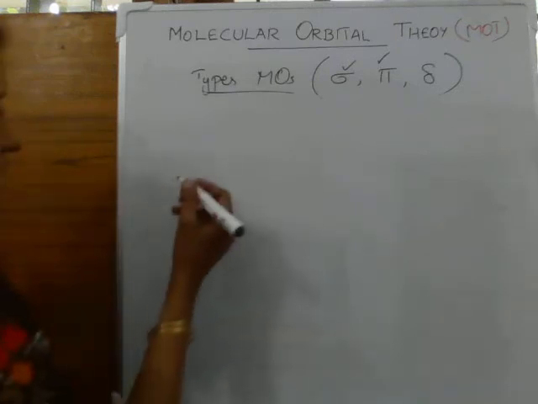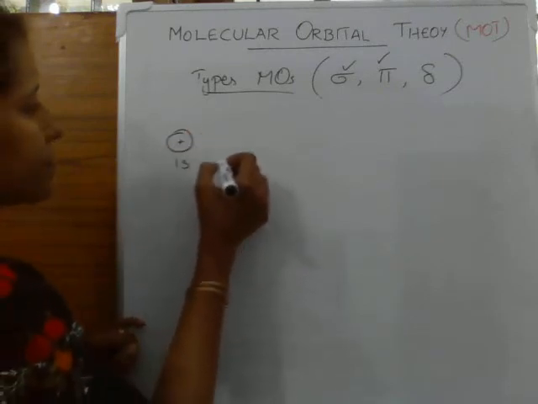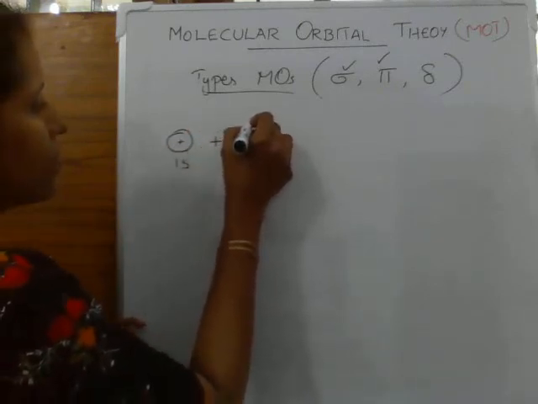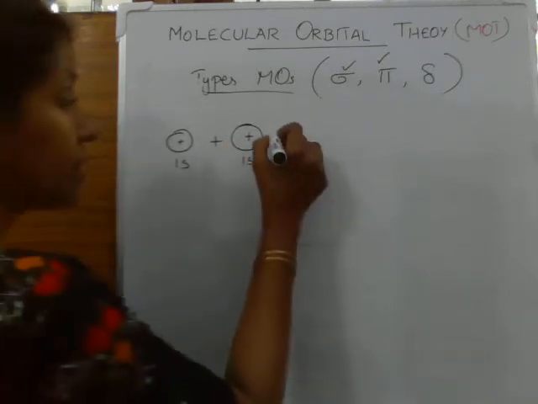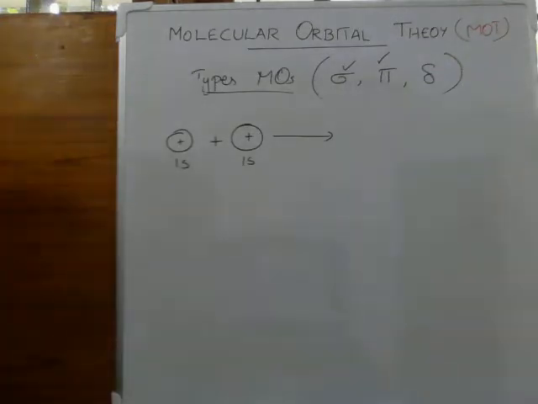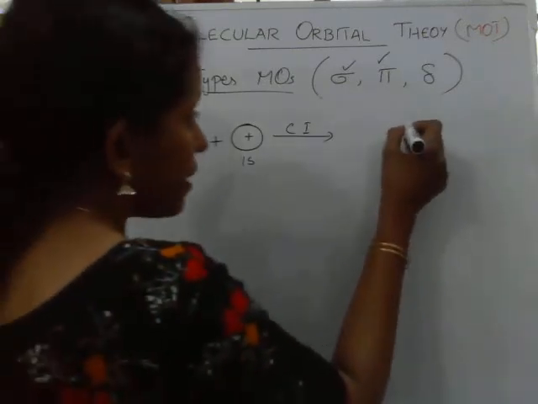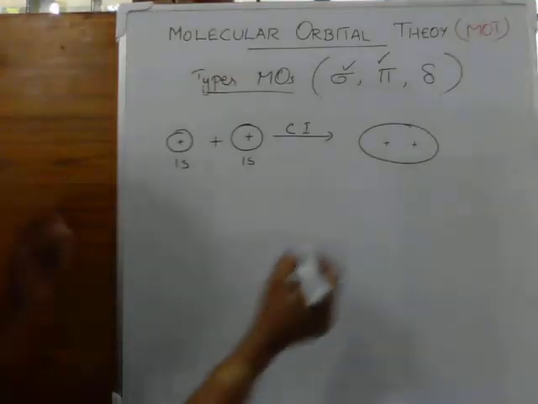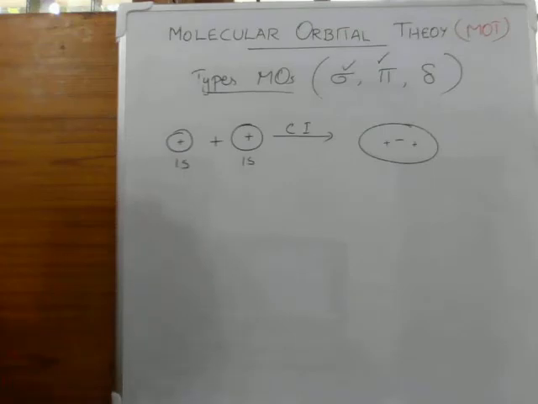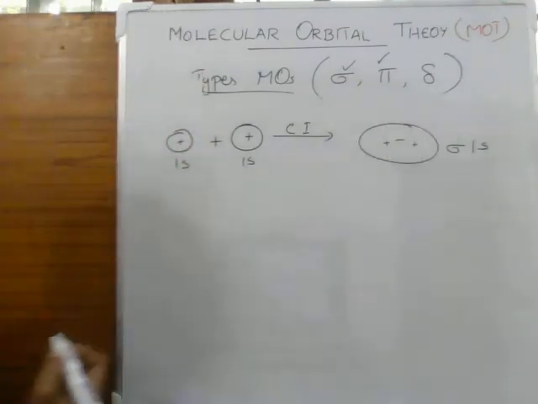First we take 1s atomic orbital. This is 1s atomic orbital plus another 1s atomic orbital. If it is addition of the wave function, or constructive interference, it would result in a larger lobe with nuclei and the electrons in between the nuclei. This is the representation of sigma 1s.